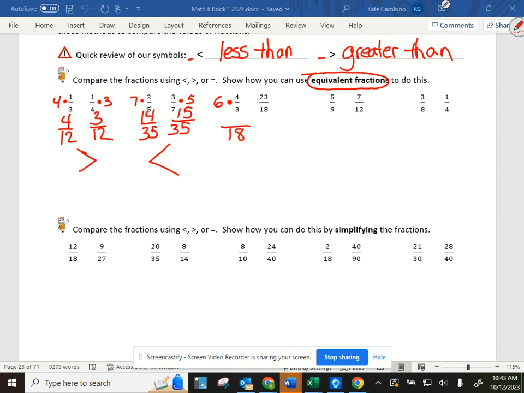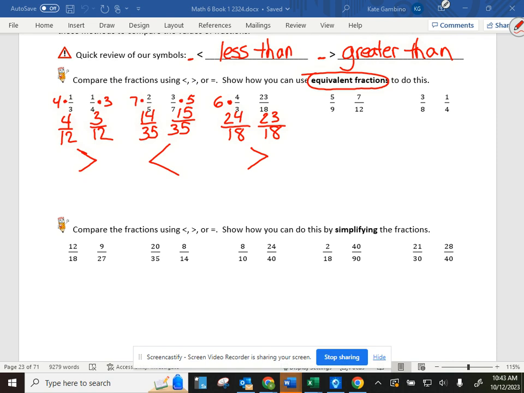6 times 3 is 18, 6 times 4 is 24. This one already had 18 as our common denominator. So it's easy to compare. I only had to change one of them. Which number is bigger, 24 or 23? 24 is bigger, so I know it's a greater than sign I need.